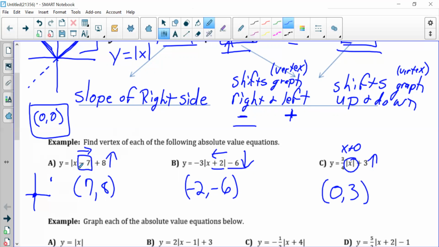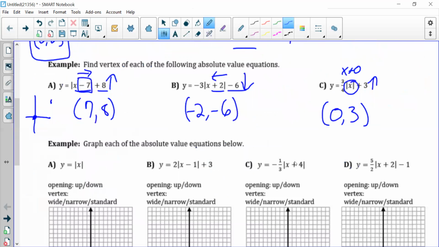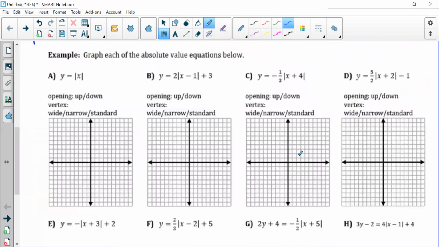So really, we're looking at the numbers that tell us how far we shifted, and we get our vertex points from there. All right, next we're going to graph each of our absolute value equations using the information that we have. The first thing that it's asking us about is the opening.